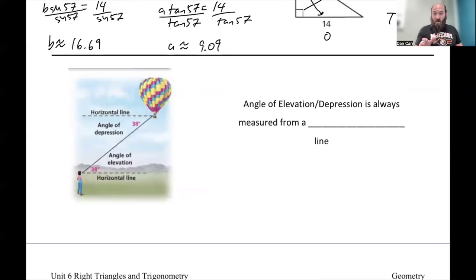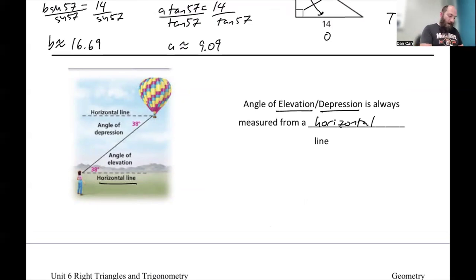Quick word problem scenario. This is a common one we like to see in our trig problems. We talk about angle of elevation and angle of depression. It's always going to be measured from a horizontal line. This is a good diagram to help demonstrate angle of elevation and angle of depression.